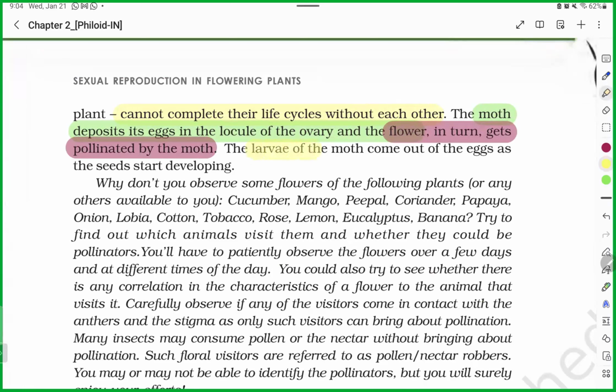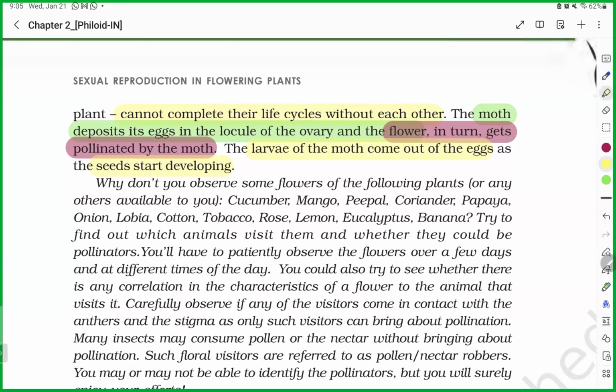The larva of the moth comes out of the egg as the seed starts developing, because if the seed grows too much, the larva will die. For survival, the larva comes out and stays away whenever it is moving, but in the earlier stage the larva stays in the fruit only. Are you observing this word flower? The flower in turn gets pollinated by the moth, not fruit. That is what I'm trying to convey.